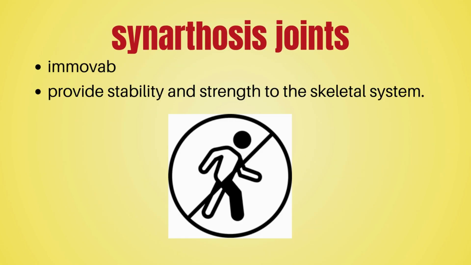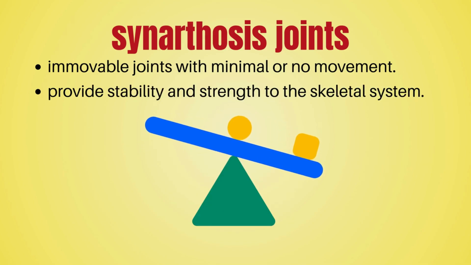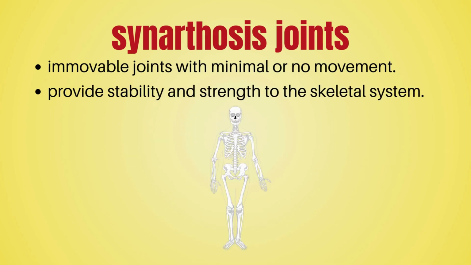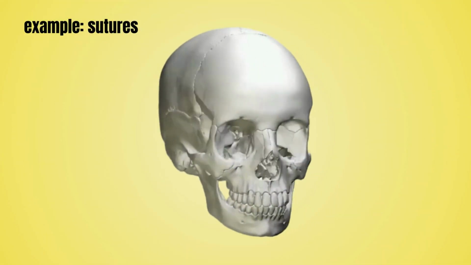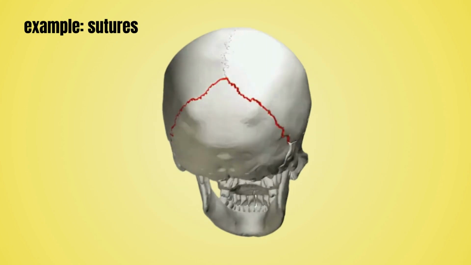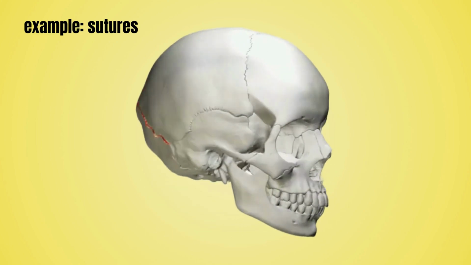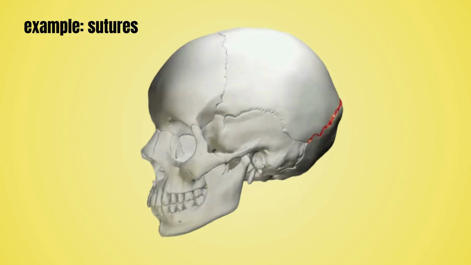Synarthrosis joints are classified as immovable joints or joints with minimal to no movement. These joints are characterized by their ability to provide stability and strength to the skeletal system. One prominent example of synarthrosis joints is sutures. Sutures are fibrous joints that firmly unite the bones of the skull. The dense fibrous connective tissue between the skull bones holds them together, providing protection to the brain and maintaining the integrity of the skull.